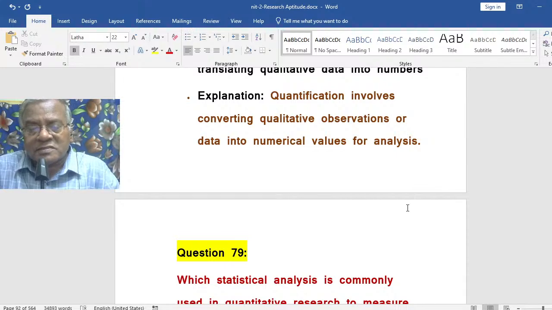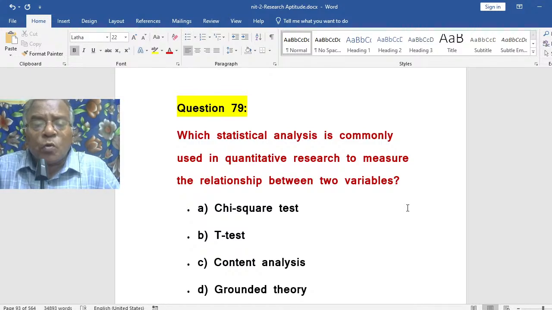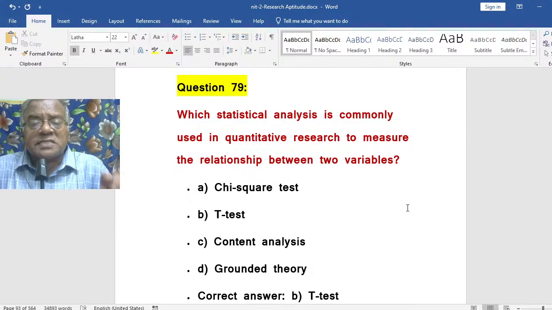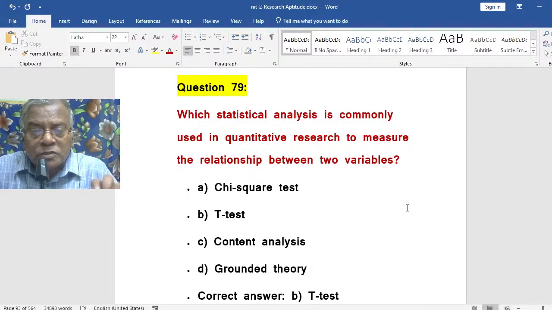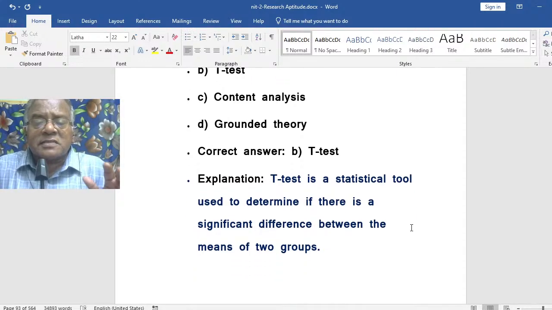Which statistical analysis is commonly used in quantitative research to measure the relationship between two variables? Out of these four, we already explained this to you. T-test. T-test is a statistical tool used to determine if there is a significant difference between the means of two groups. That is the T-test.